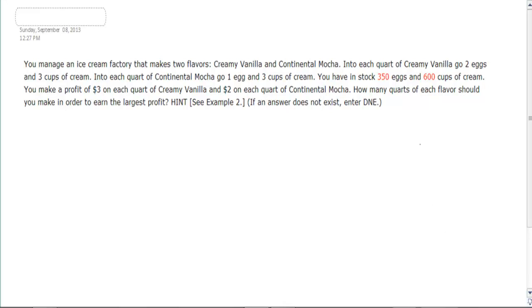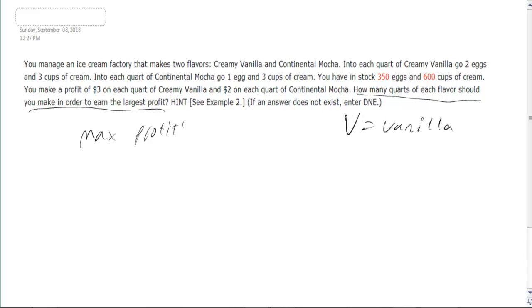Okay, so let's take a quick peek at this problem. First thing, always, whenever you're doing a word problem, define your variables. And I see how many quarts of each flavor should you make in order to make the largest profit. So therefore, our goal is to max profit with the variables of different flavors. So let's call V equals the number of quarts of vanilla, and we're going to have M for mocha.